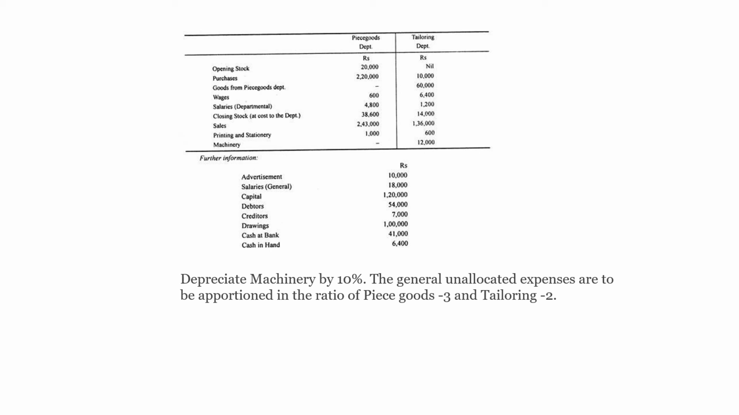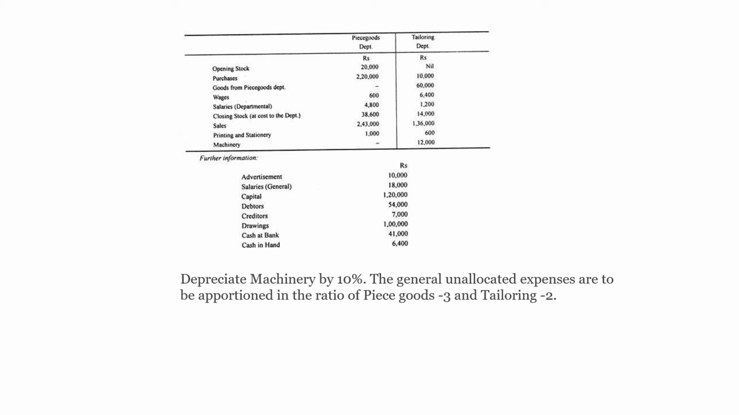Thereafter you will calculate the gross profit or loss, that will be brought down. Then the direct expenses. To salaries departmental are given, 4,800 and 1,200. Any other? Yes, printing and stationery 1,000 and 600 directly. See, the machinery only appears in the tailoring department, so the depreciation for this machinery will also appear in the tailoring department. Now other information, advertisement 10,000.